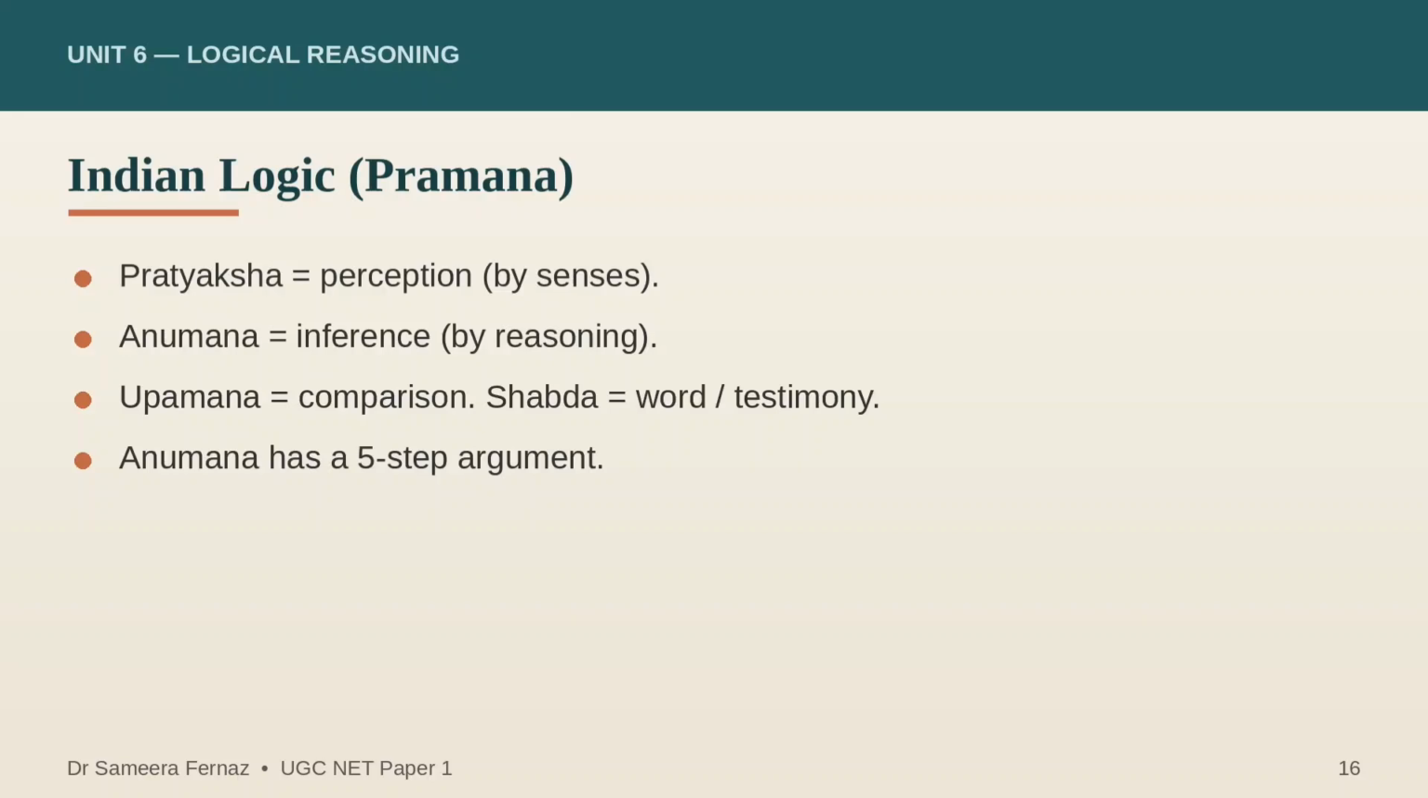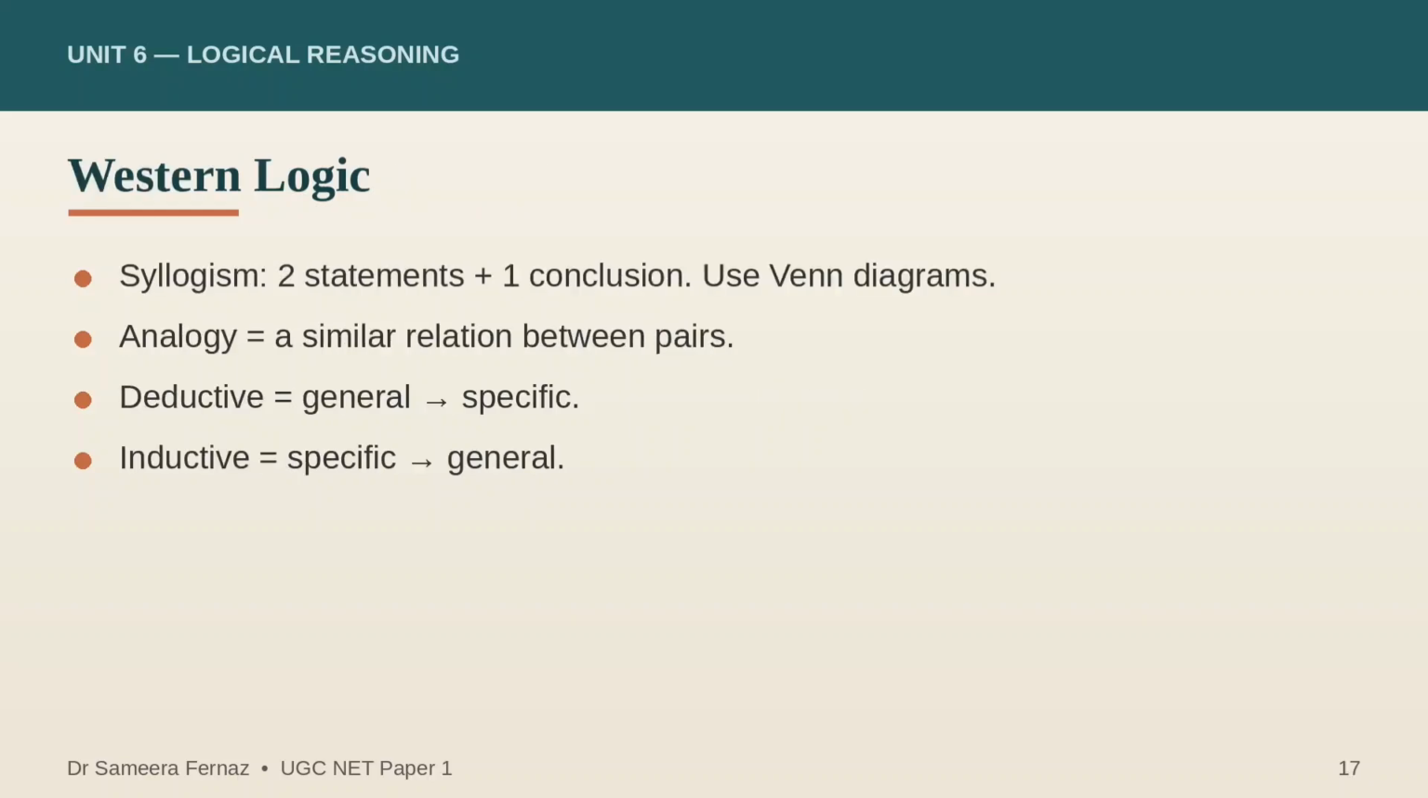Now Western logic system and syllogism. A syllogism has 2 statements and a conclusion. For example, all men are mortal. Mohan is a man. So Mohan is mortal. The best way to solve this is by drawing a Venn diagram, which is circles. Practice a few syllogism questions because 2 or 3 questions surely come from here.